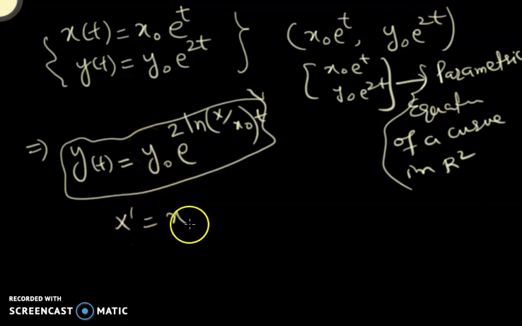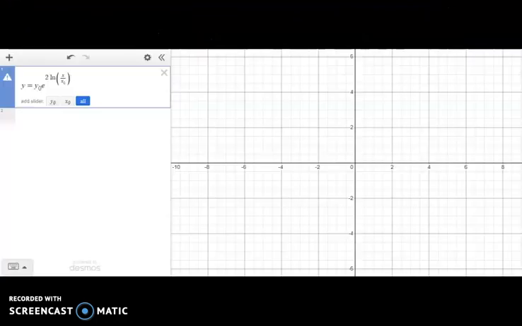x prime to be x and y prime to be 2y. As the x naught and y naught will be varying, there will be different curves depending on the x naught and y naught. We can plot these on Desmos. So here are the equations. So here is the solution that we had for the system.